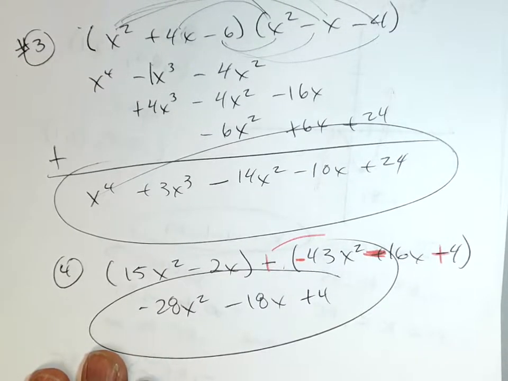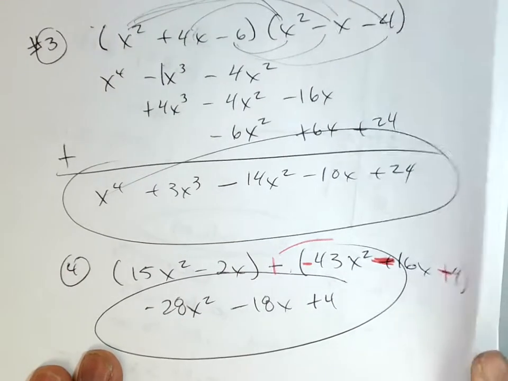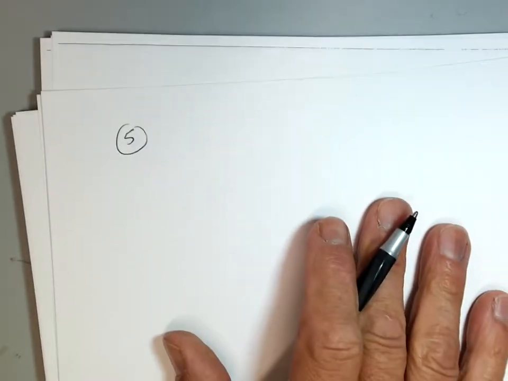5. Pascal's triangle. Tell me when you're ready. 5 is not factoring, it's Pascal's triangle. So you ready? Number 5. I'll go slowly with this one.